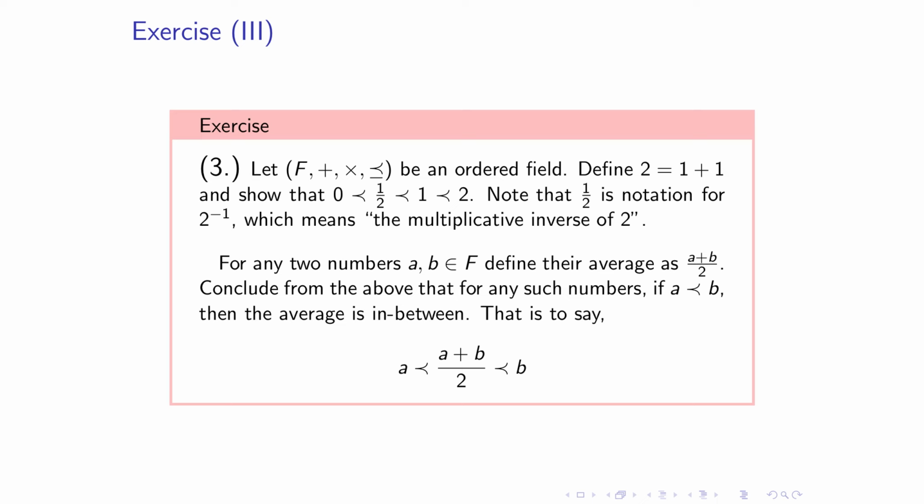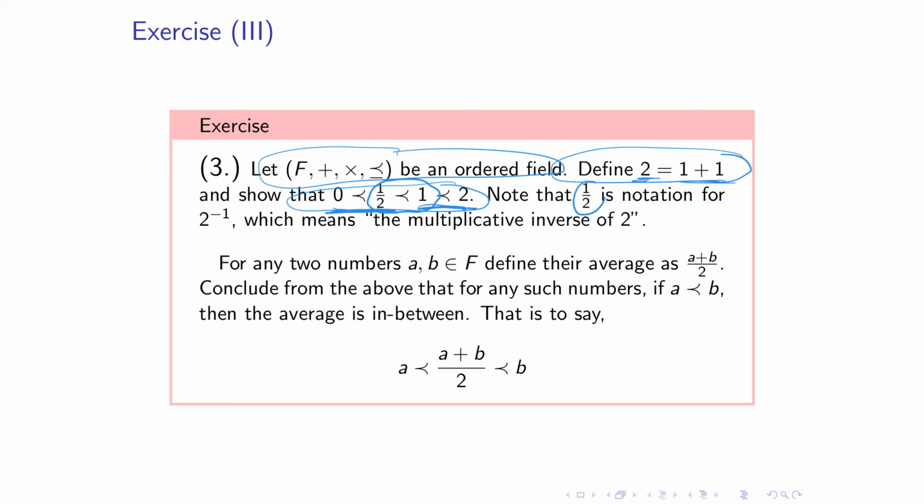Okay, next exercise. Suppose that you have some ordered field. The number 2 is defined as 1 plus 1. Show that this chain of precedence is always satisfied. So in particular, you need to show that 1 precedes 2. You also need to show that 0 precedes 1/2, which is effectively to show that 1/2 is a positive number. And also you need to show that 1/2 precedes 1.